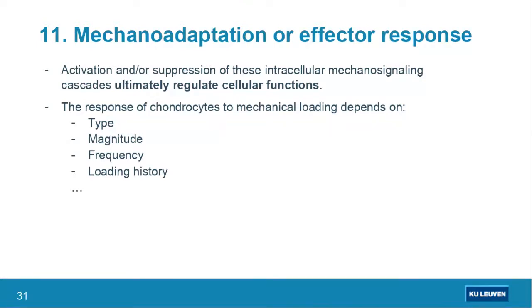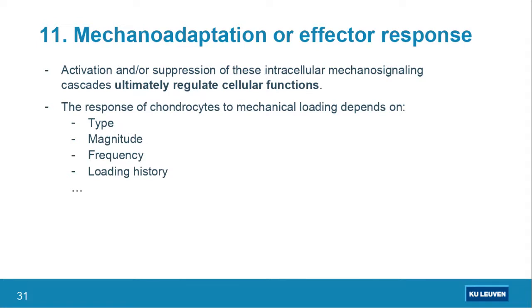So the activation or the suppression of these cascades that I mentioned before are going to regulate the cellular functions. So they are going to decide if the chondrocytes need to produce more matrix or to create some parts of the matrix so that this matrix can be optimized to withstand the mechanical loading that it's perceiving in a specific moment. That would be the mechano-adaptation and the last part of the mechanotransduction process.